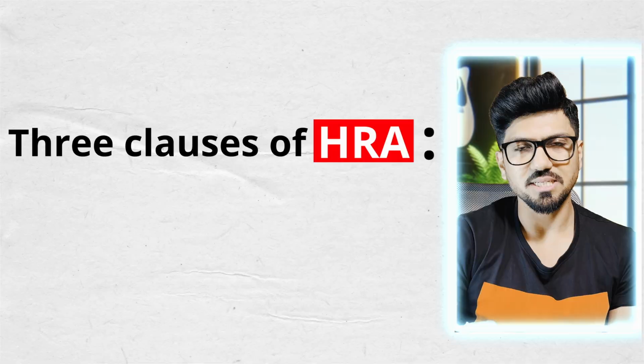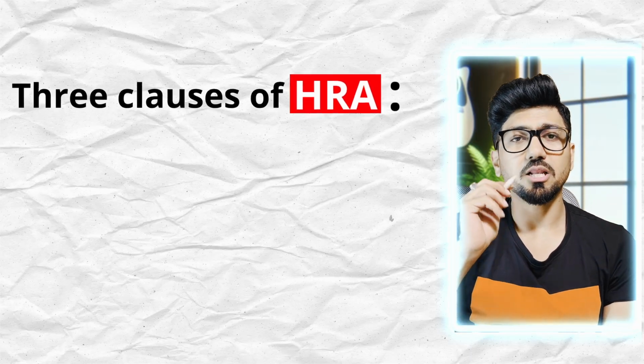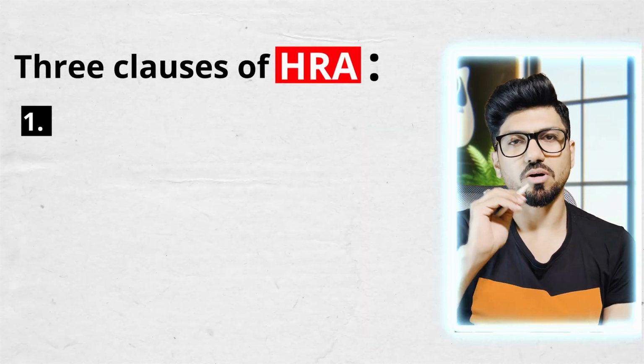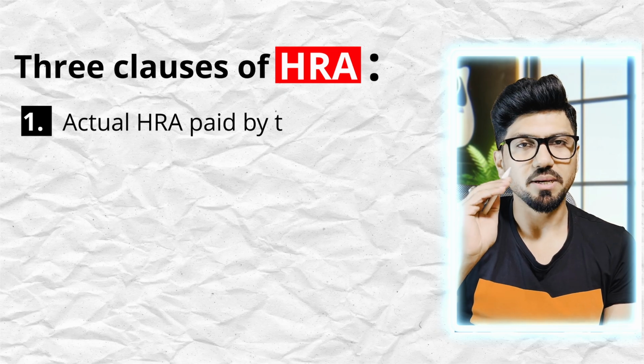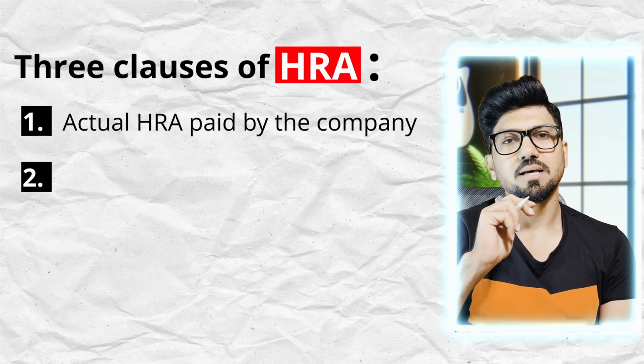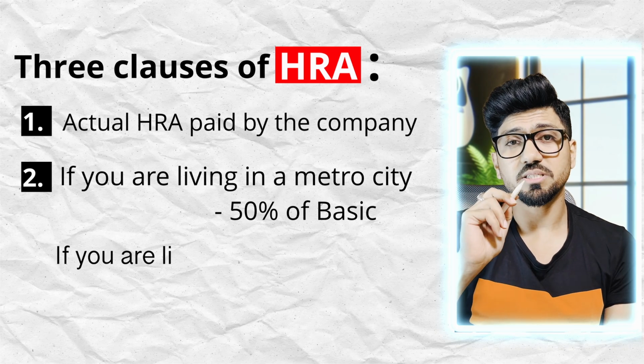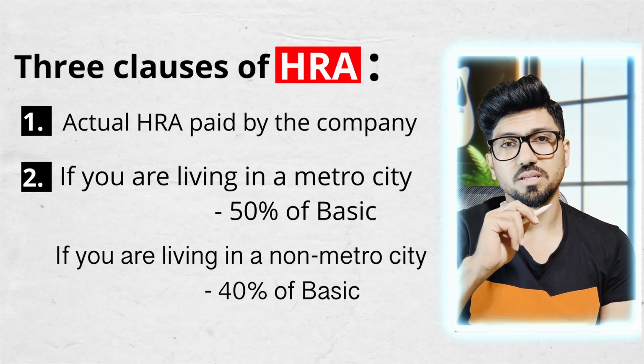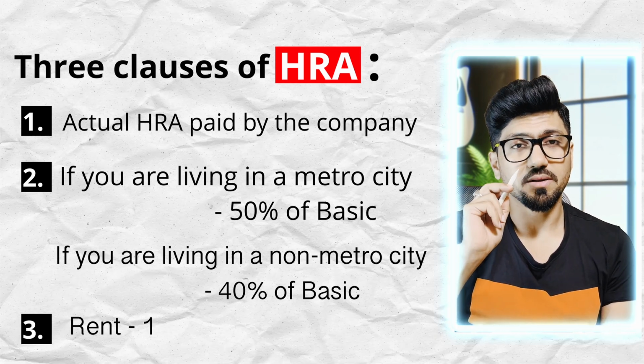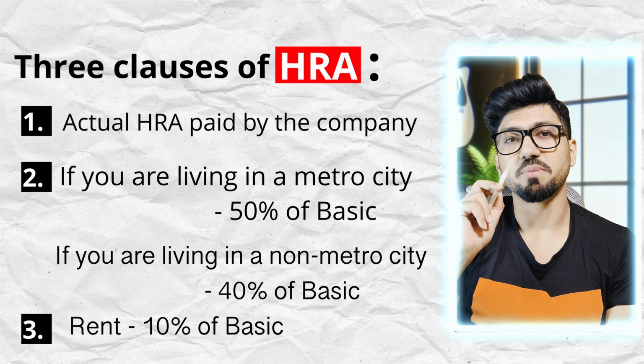But in this case, you're not getting the whole benefit because HRA has 3 clauses and you get the lowest of these 3. The first clause is actual HRA paid by the company. The second is 50% of basic if you're living in a metro city and 40% of basic if you're living in a non-metro city. And third is actual rent minus 10% of basic, and this is the villain. Let me explain how. Cool, let's do the maths.